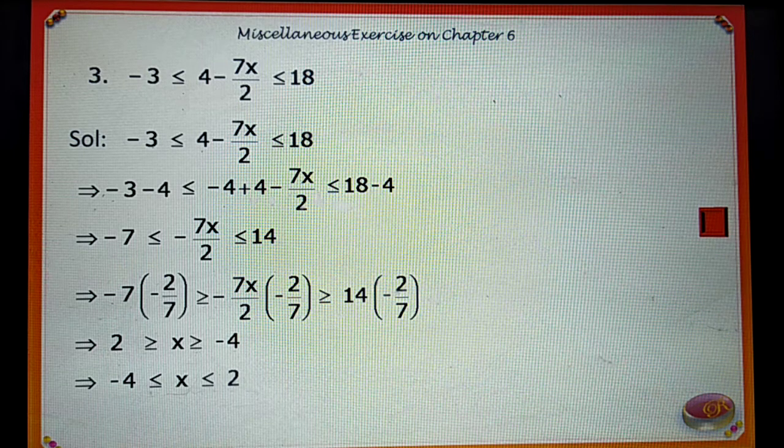Means x lies between minus 4 and 2, including minus 4 and 2. Therefore, next step is x belongs to closed interval minus 4 to 2. That is the solution.